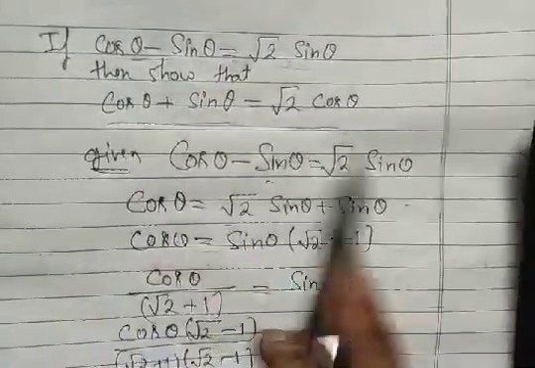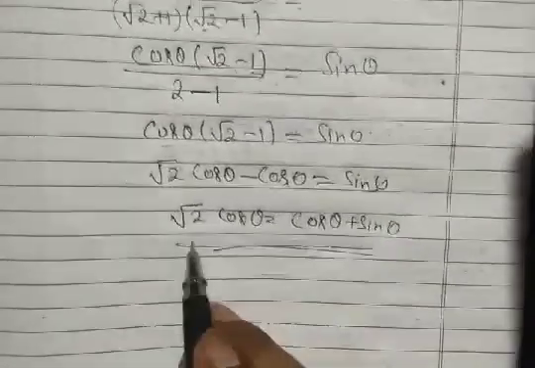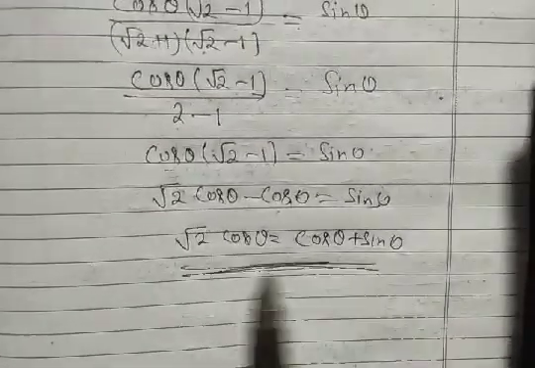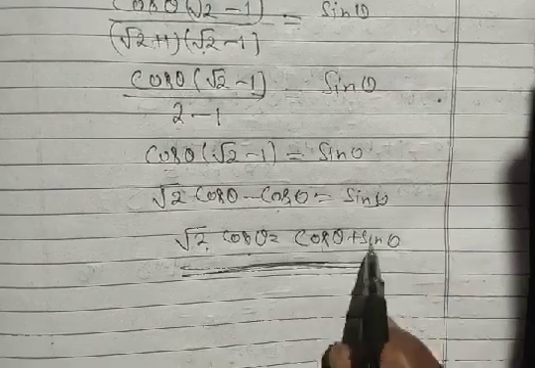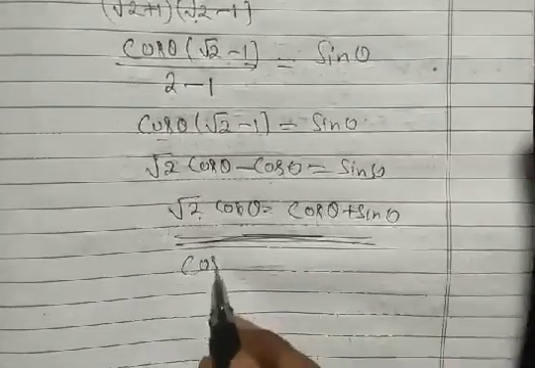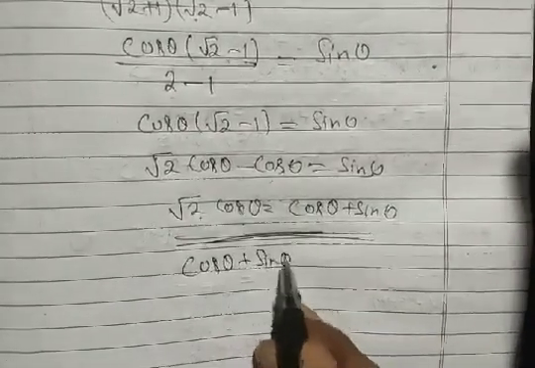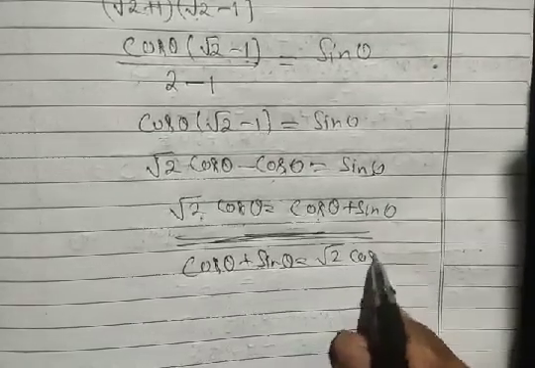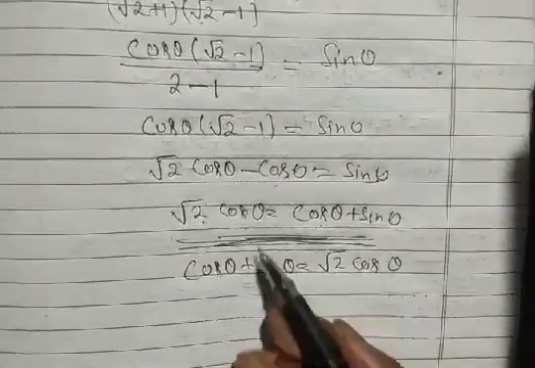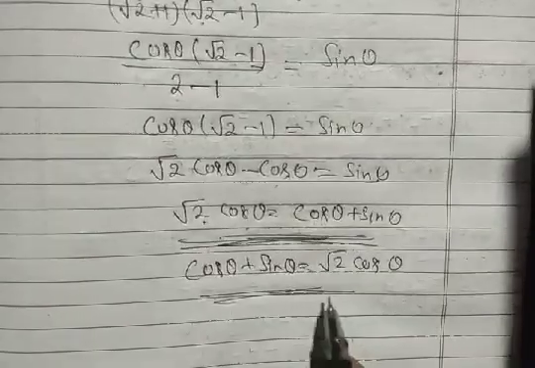We have to show that cos theta plus sin theta equals root 2 cos theta. We showed here root 2 cos theta equal to cos theta plus sin theta. We can also write cos theta plus sin theta equal to root 2 cos theta. It does not matter, we can write c equal to d or d equal to c.